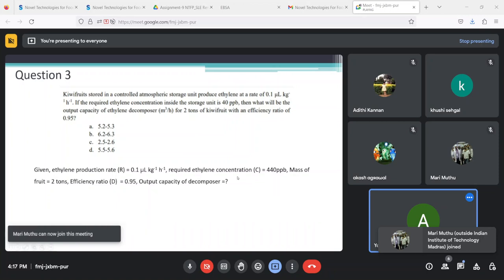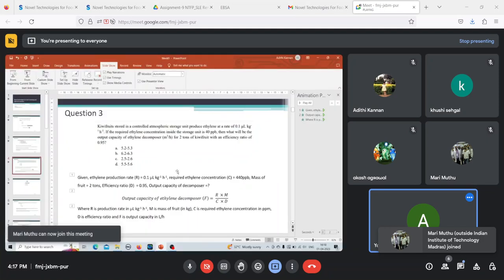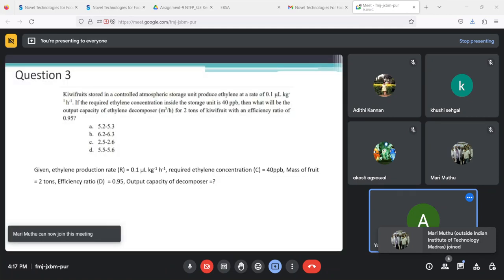The mass of fruit is 2 tons. The efficiency ratio is 0.95, and we need to find out the output capacity of the ethylene decomposer unit in meter cube per hour. So for this, we have a formula. Is any of you aware of it? How to calculate the output capacity of a decomposer?